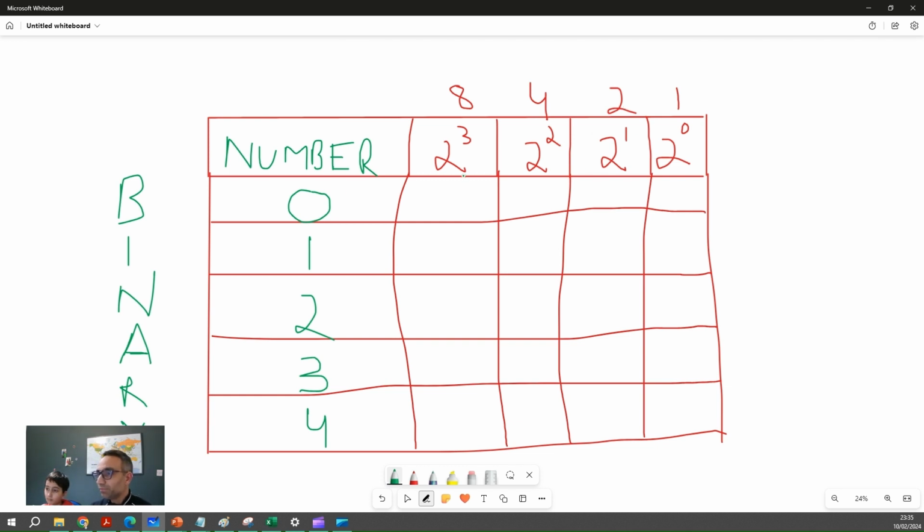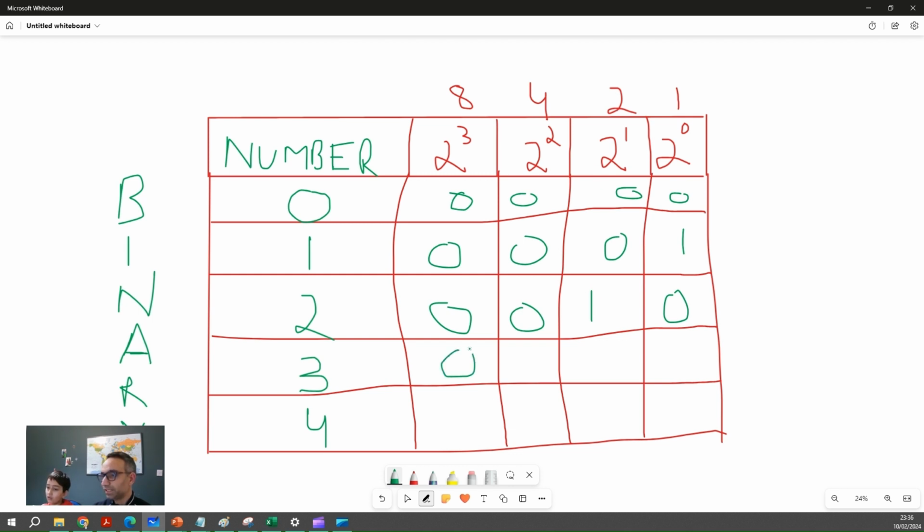If I have to write the number 0, it will be 0000. What will the number 1 be if I have to write it? 0001. Why? Because 2 raised to power 0 is 1. How will you write the number 2 in binary? 0010. Why 10? Because 2 raised to power 1 is 2, and that is the number 2.